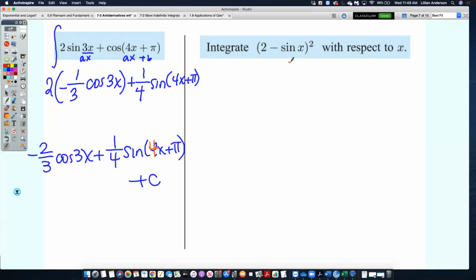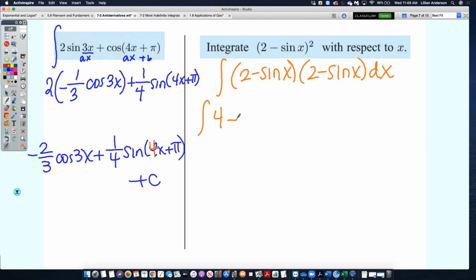What should I do here? I was going to say FOIL. Let's FOIL. Right. It's going to be 2 minus sine x times 2 minus sine x. What does that become? 4 minus 2 sine x minus 2 sine x plus sine squared x, so minus 4 sine x. All right, by doing this, I am now able to take the antiderivative of 4.